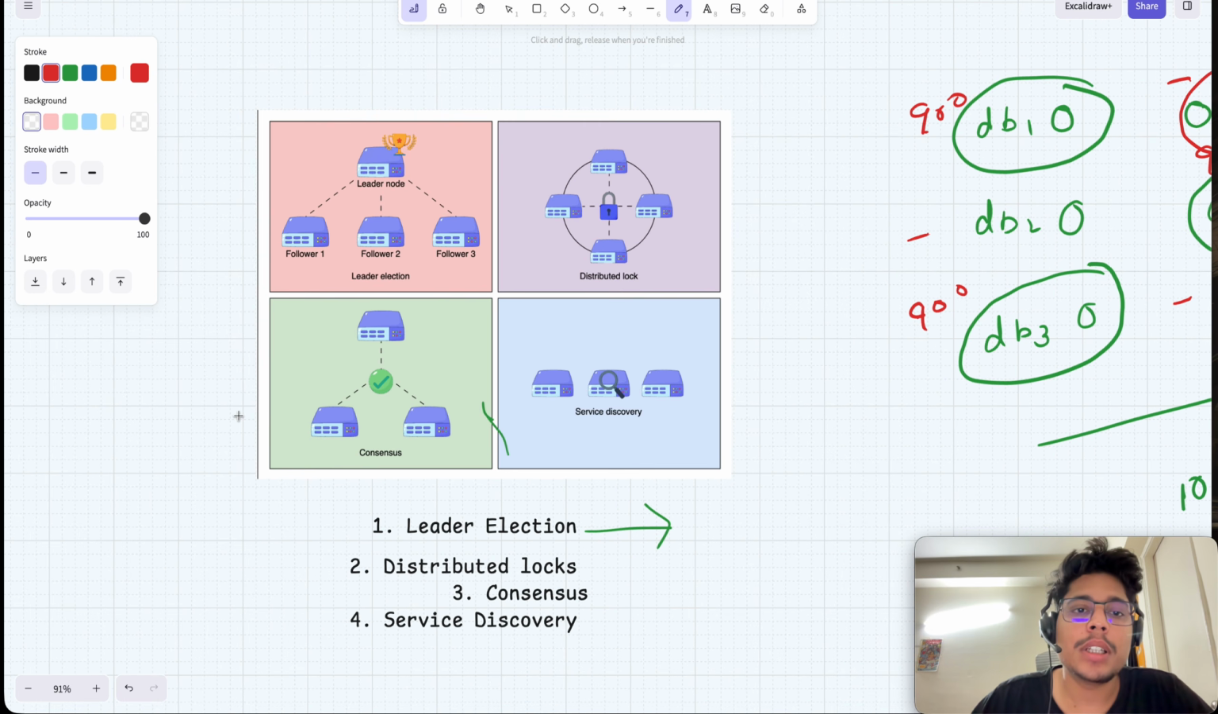Okay, so you understand this particular leader election. We have a leader node and all of the followers. Now let's go to distributed locks.